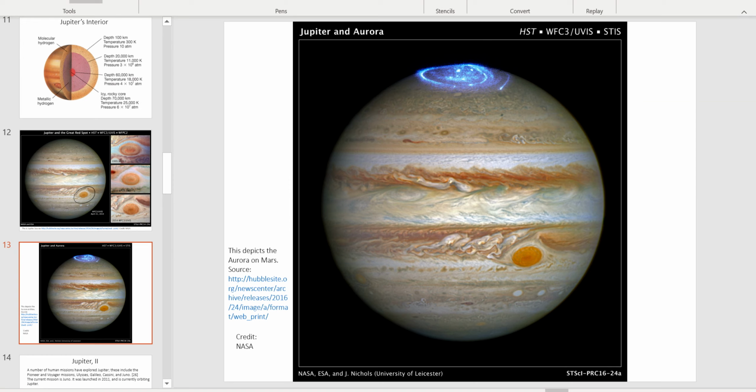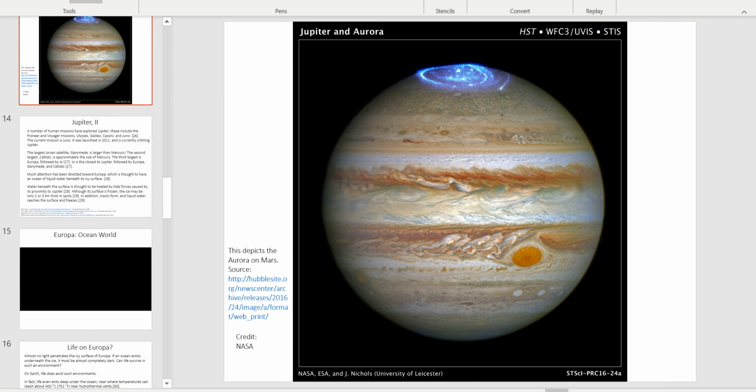Jupiter also has these lights for the same reason. This is a picture of an aurora on Jupiter. This has been enhanced. It looks a little bit cartoonish. It is a real picture, but the visualization has been enhanced so you can see it more clearly. But there are indeed lights that are formed on Jupiter for the same reasons they're formed on Earth.